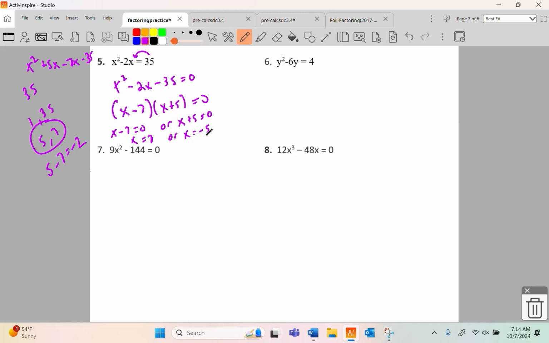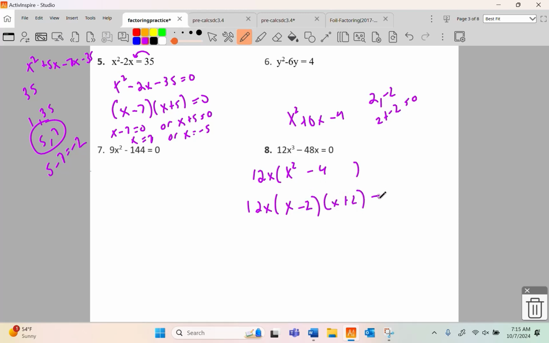Next one I have earmarked is number 8. The idea here would be to simplify. I noticed that both things have an x, and I also noticed that both things are divisible by 12. So I pull out the 12x. If I pull out a 12x, I'm left with x squared minus 4. Now, when you're looking at x squared minus 4, you might think that it doesn't factor, but it does. You can think of it as x squared plus no x minus 4. So I would be thinking factors of 4 will do 2 and negative 2, because 2 plus negative 2 is 0. X minus 2, x plus 2, whole thing equal to 0.